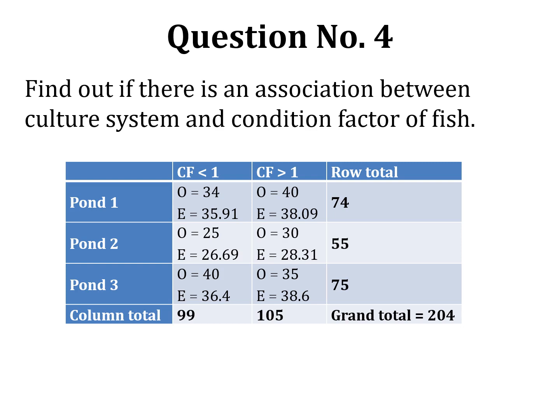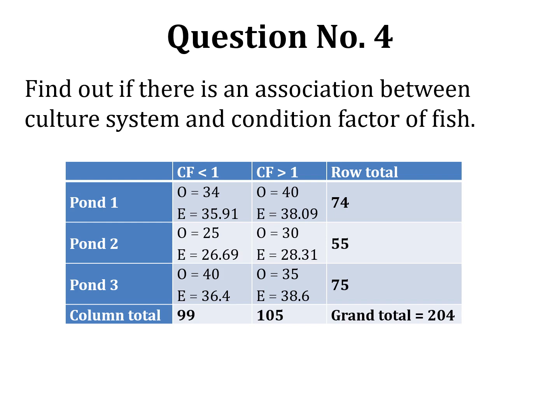and this has to be done for each of these 6 cells. So the first cell, which is for the fish with condition factor less than 1 in pond 1, the expected frequency is 35.91. Then in the next cell, which is about the fish with condition factor less than 1 in pond 2, this expected frequency is 26.69. Then in the next cell, we have the fish with condition factor less than 1 present in pond number 3, and their row total is 75, their column total is 99, so they're multiplied and then their answer is divided by the grand total, which is 204, and the answer is 36.4.